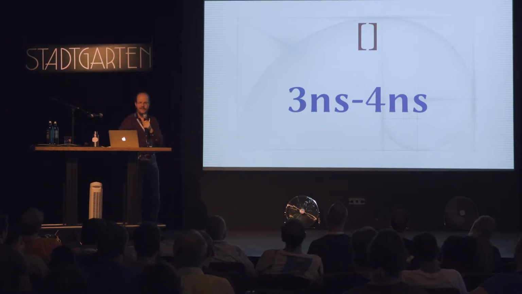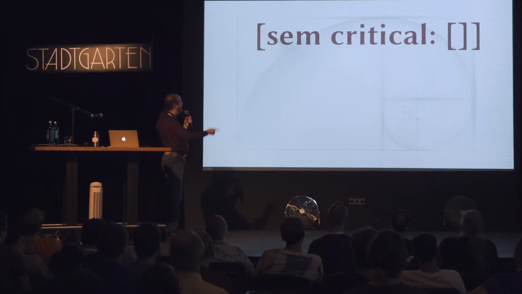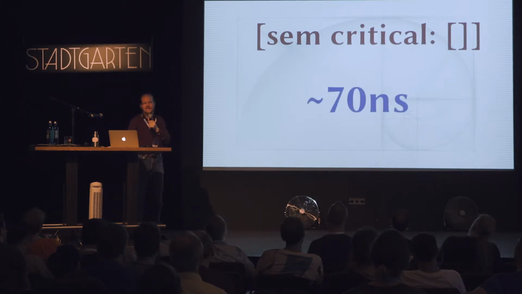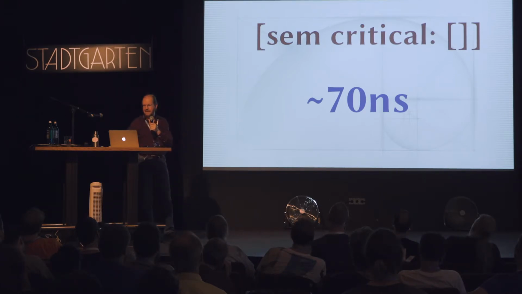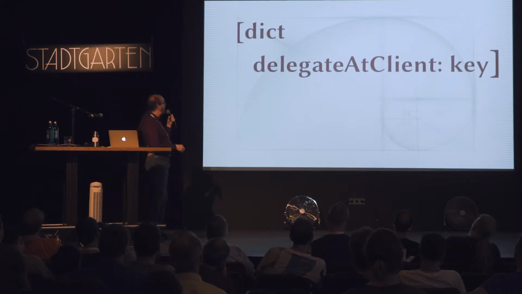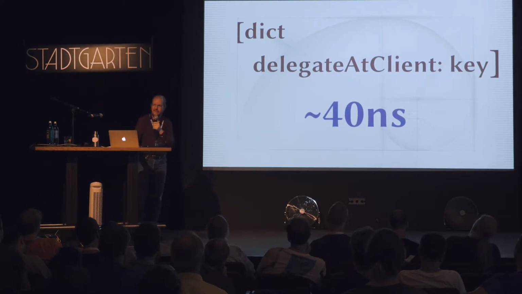Okay, so let's do some more interesting blocks. How about this one? What does it cost to do a semaphore critical on an empty block in VisualWorks on one particular machine I happen to have at work? It's about 70 nanoseconds. Well, is that slow? Is that fast? We don't know without something to relate it to. So let's compare it to what it costs to do a dictionary lookup. This is the lookup method, effectively @ for this particular specialized dictionary. How long does that take? Well, it takes about 40 nanoseconds to do a lookup in this dictionary.